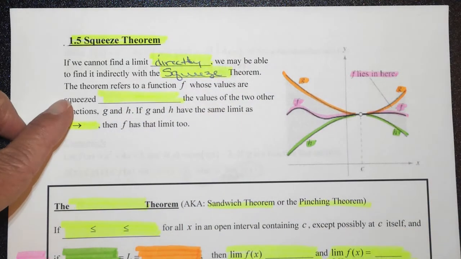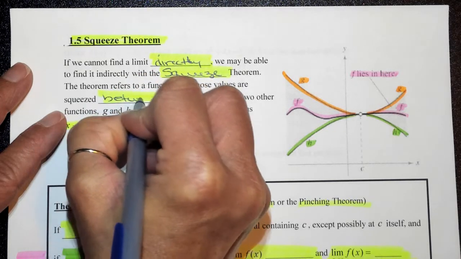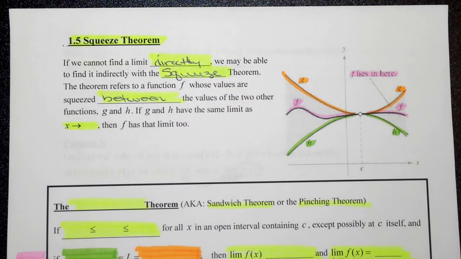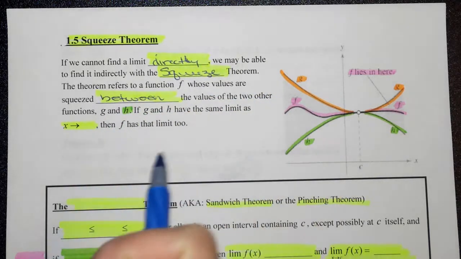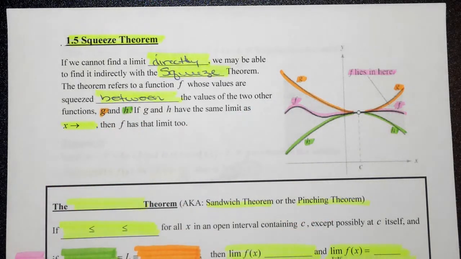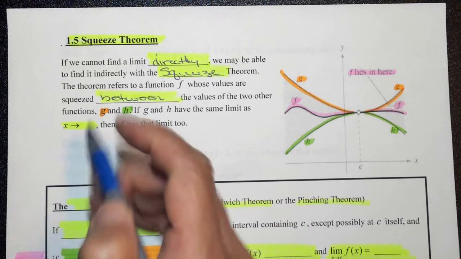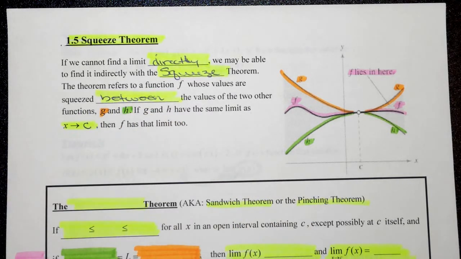Okay, and this theorem refers to a function f, or it could be labeled something else, but in this case we're saying f, whose values are squeezed between the values of two other functions, g and h. I'm going to use the graph to the right to demonstrate. So here's g and here's h, and that's what I highlighted on the graph. If g and h have the same limit as x approaches some given c value, then f will have that limit as well.